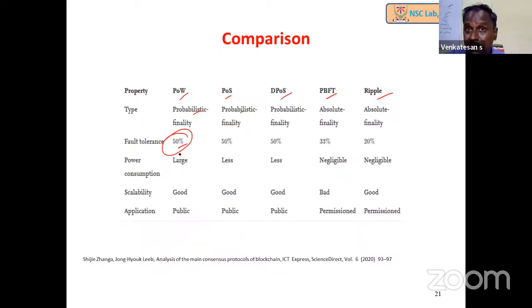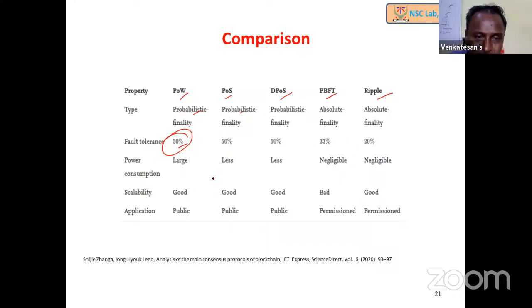So disturb means here they can say that they can take incorrect decisions and that will be accepted. So it's based on the computational power. However, here in all these things, we consider the total number of users. So up to 50% it can survive. But here, if it is more than 33% of faulty nodes, then PBFT will not reach the consensus. In case of Ripple, if it is more than 20%, then it will not reach the consensus.